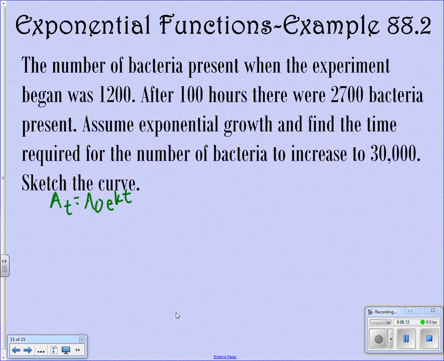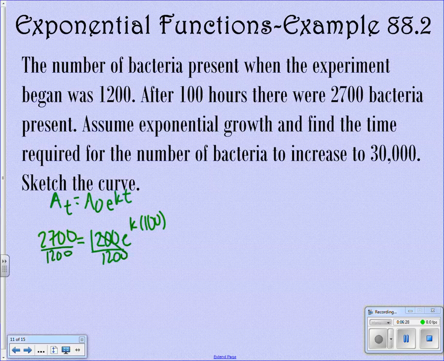We started with 1,200, and then after 100 hours, we had 2,700. So the first thing that we're going to want to do is divide by 1,200 to get our e by itself. And so 2,700 over 1,200, if you divide it out, is actually a fraction, but you can write it as a decimal, and it'd be 2.25. And we have e to the 100k.